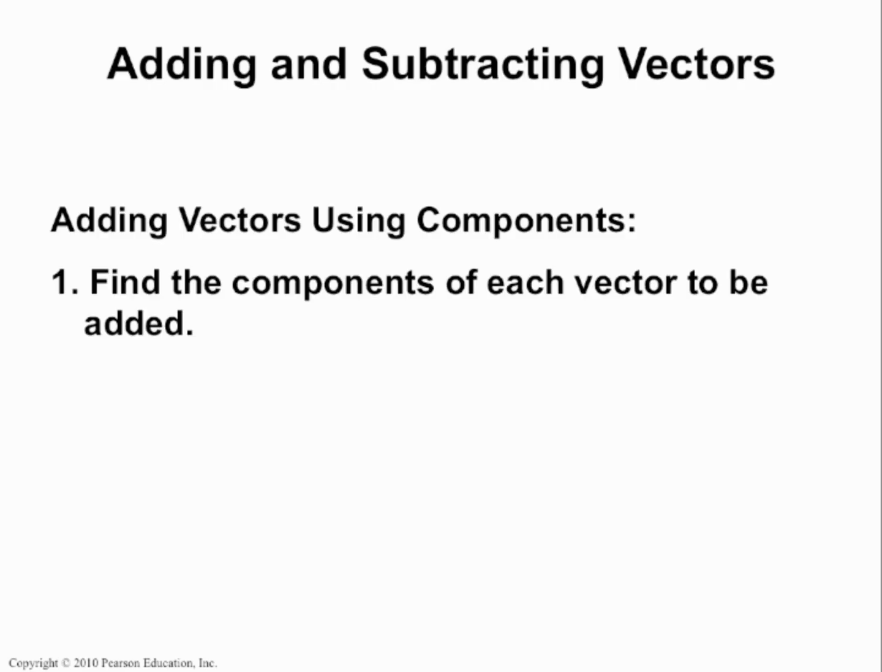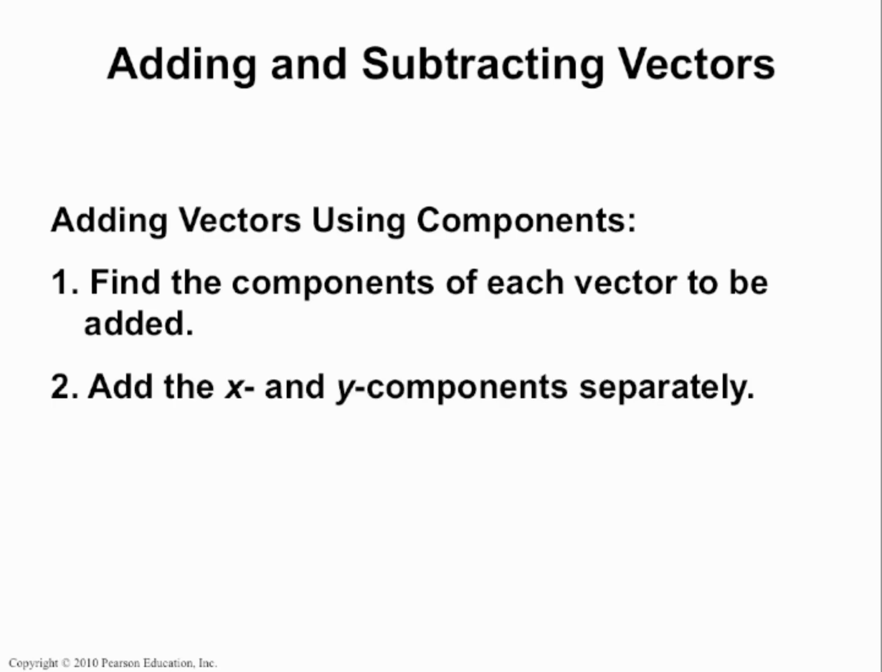Adding and subtracting vectors. So, adding vectors using components. This will be the most common way that we add vectors in this class. And you'll see that it's much easier even than the graphical method. It's based on the graphical method, but once you learn it, you can really just use the component method every time. So here's how it works. First, you find the components of each vector to be added. Then you add the x and y components separately, and you find the resultant vector.